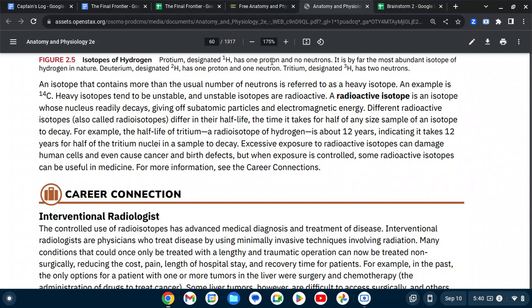A radioactive isotope is an isotope whose nucleus readily decays, giving off subatomic particles and electromagnetic energy. Different radioactive isotopes differ in their half-life, the time it takes for half of any size sample of an isotope to decay. For example, the half-life of tritium, a radioisotope of hydrogen, is about 12 years, indicating it takes 12 years for half of the tritium nuclei in a sample to decay. Excessive exposure to radioactive isotopes can damage human cells and even cause cancer and birth defects. But when exposure is controlled, some radioisotopes can be useful in medicine. For more information, see the career connections.